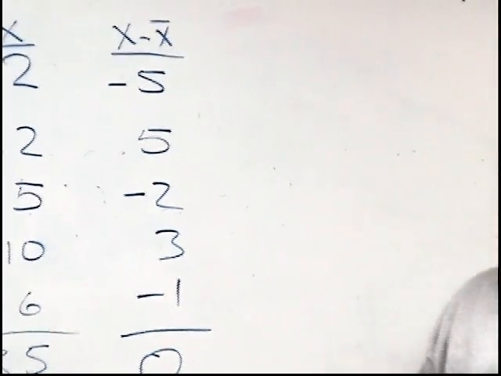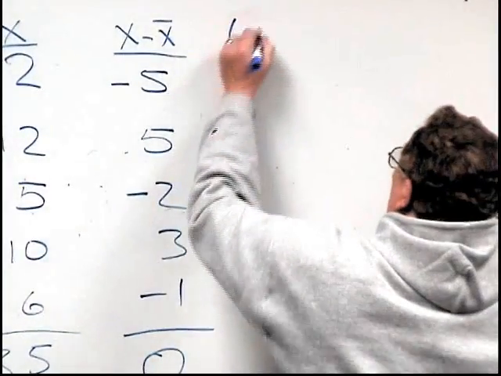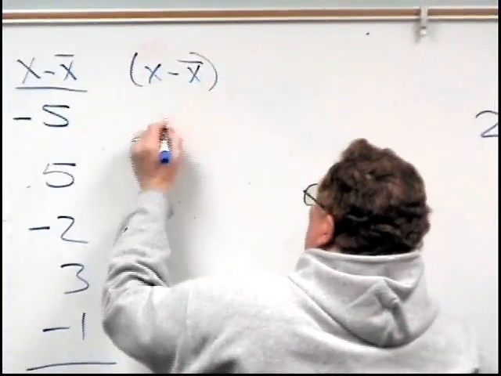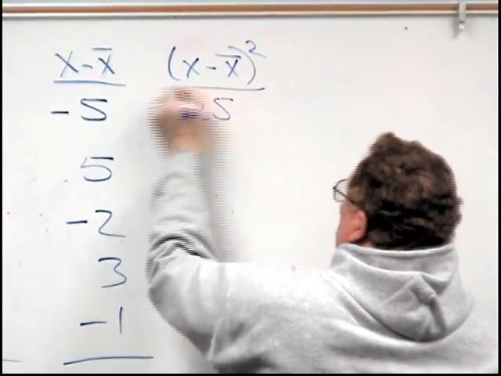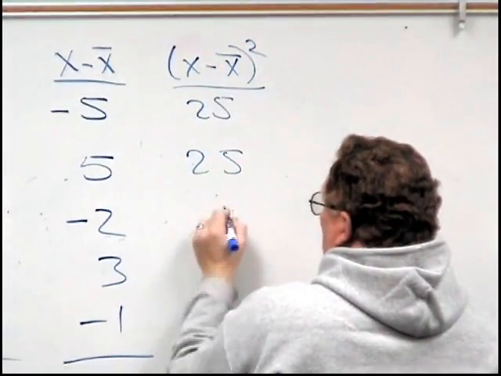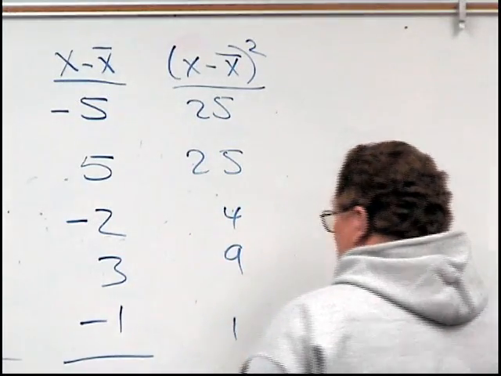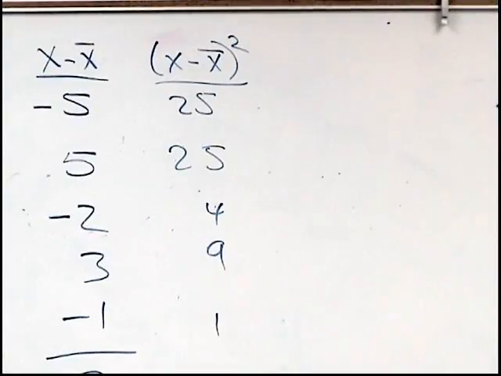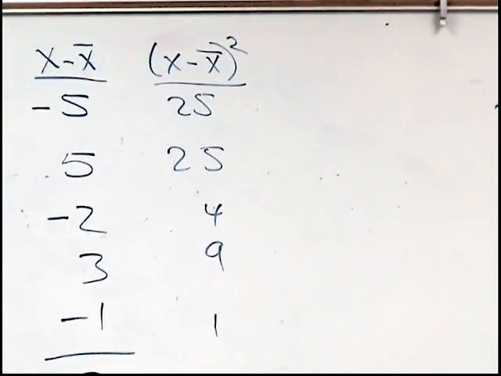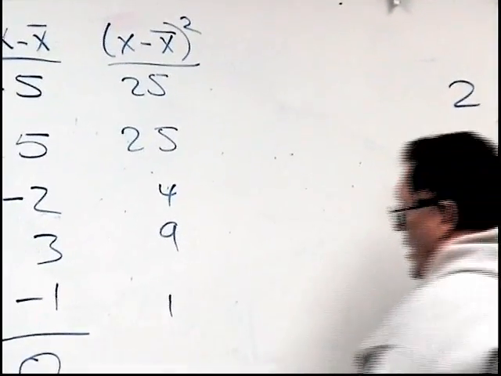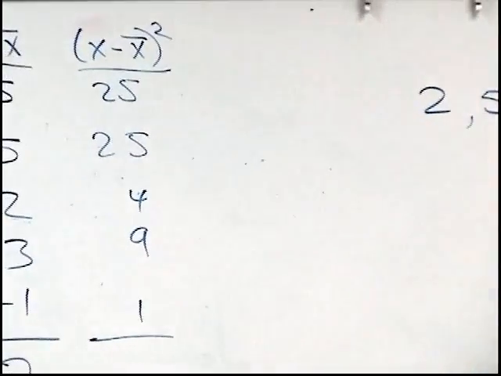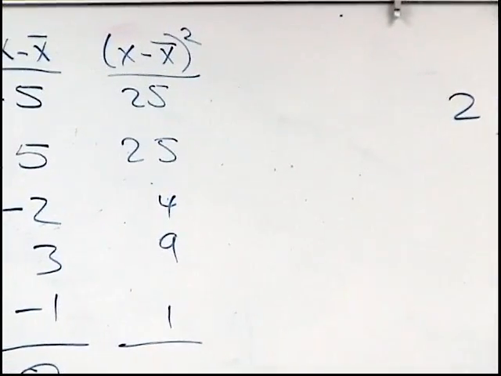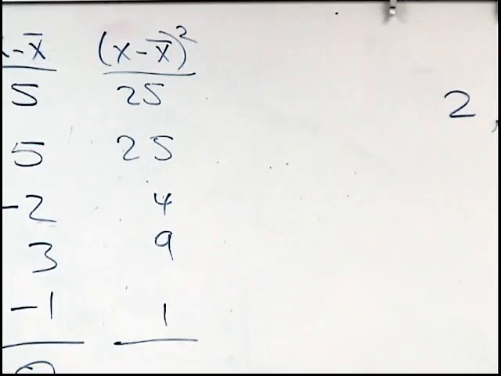Square. Square each one of those. So we get a 25, a 25, a 4, a 9, and a 1. Then what? Add them up. Get the square root? We're not finished yet. We're getting there. So what do you get? 64.